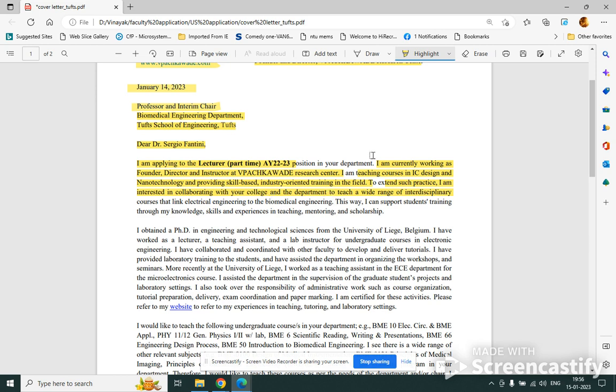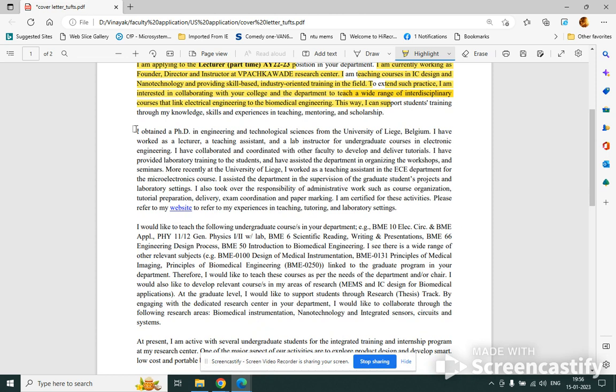So in this opening paragraph, you briefly introduce yourself, tell what position you are applying to, tell what you are currently doing, and tell how your current knowledge, expertise, skills, and experiences, which relate to this particular job, will be useful to the department that you are applying to. The second paragraph opens with your qualification.